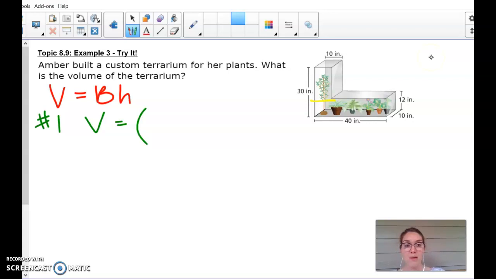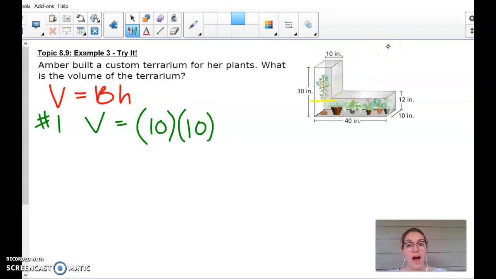So the area of my base is a rectangle, so I multiply base times height, 10. The height of this rectangle is the same here, which is the same over here, and if I keep following, it's right there, so it's actually 10 also. So the base times height of that square is 10 times 10, and then we're going to look at the height of this rectangular prism.